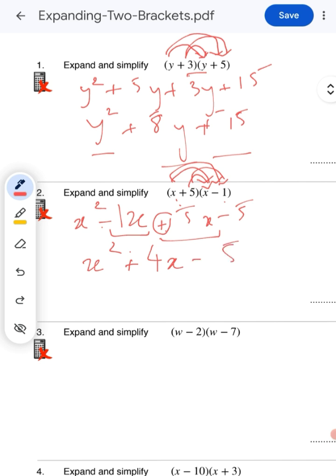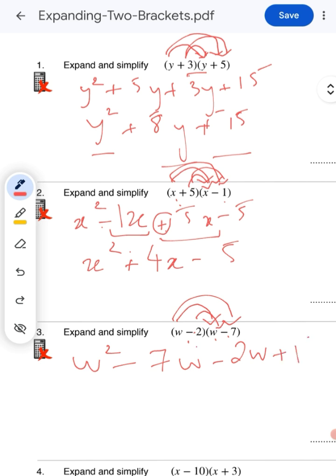Now let's come to the next part. w multiplied by a w and w multiplied by a -7. Okay, so w multiplied by w is w square, minus sign as it is. w multiplied by -7 is -7w, right? Now the -2 with a w. -2 multiplied by a w is -2w. Next, minus makes a plus.